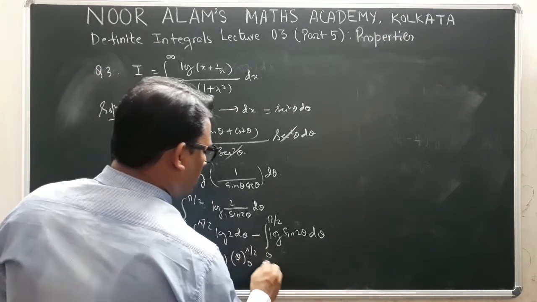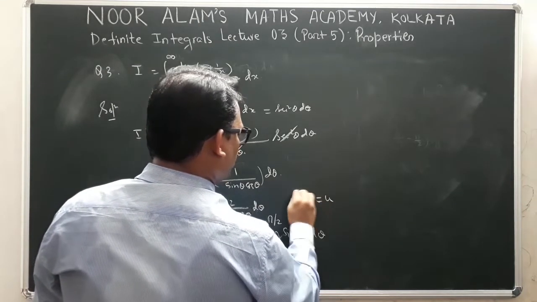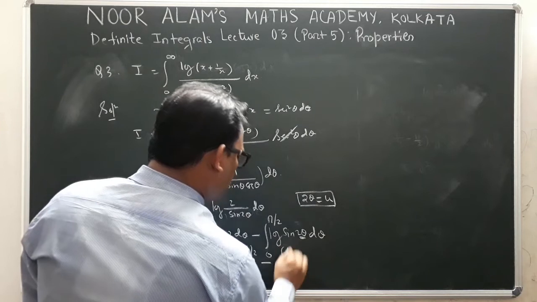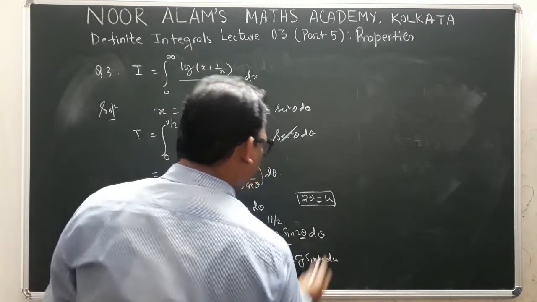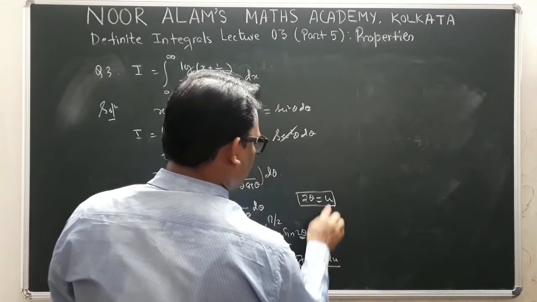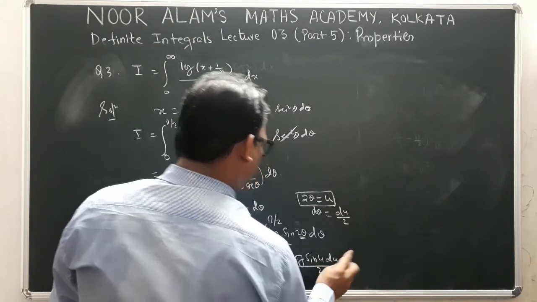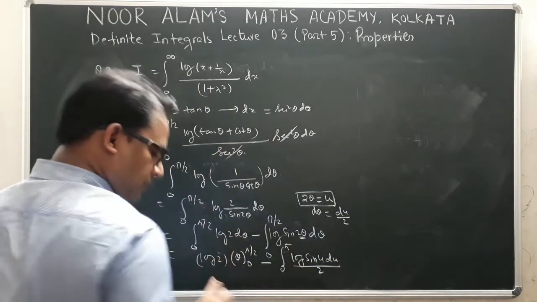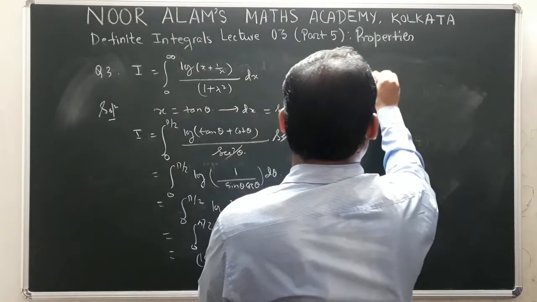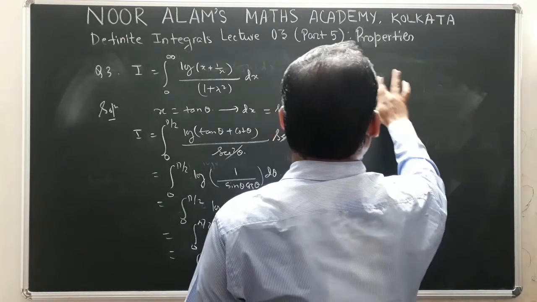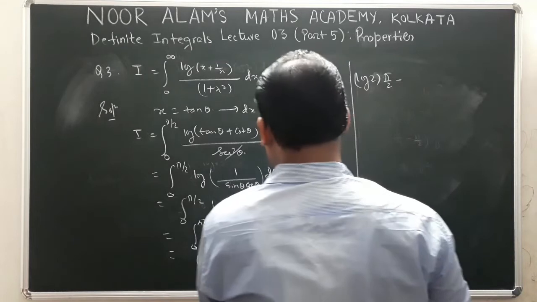The value is from 0 to pi by 2. Now in the other integral we substitute 2 theta as u. So what will happen? The limit will change to 0 to pi, and it will be log of sin of u du by 2, because from here you can find d theta is du by 2. Now in this integral we are going to apply one more property. So now here you get log of 2 times pi by 2 minus the other integral. Now this is the value of your I.